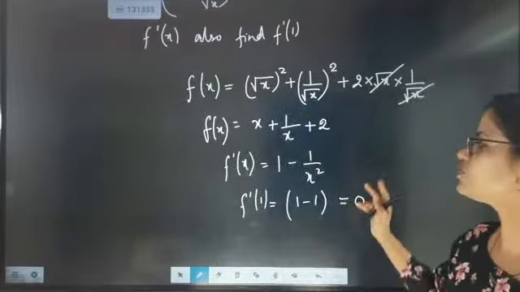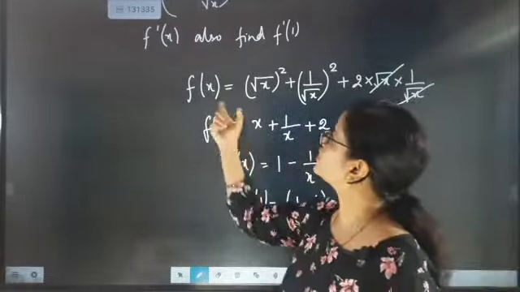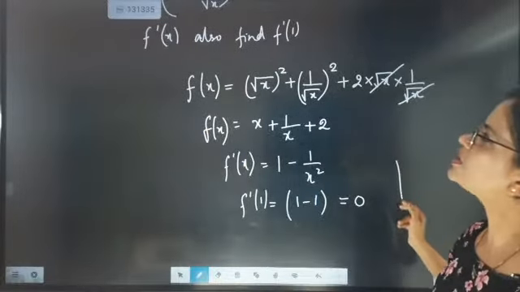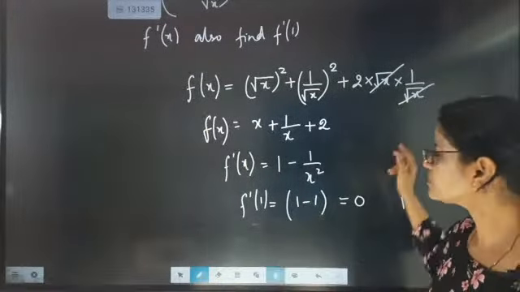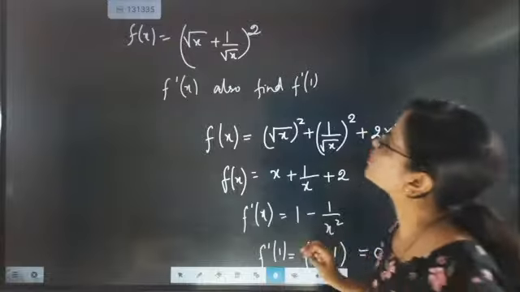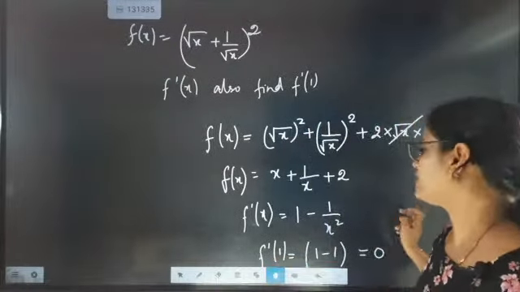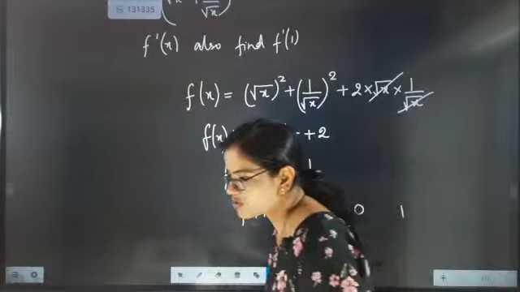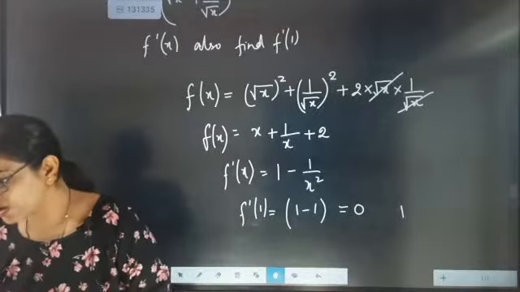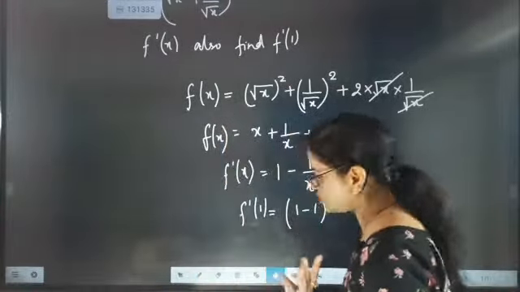So this is a way of solving the question when they are giving you f of x is equal to root under x plus 1 by root under x whole square, and then after solving answer is coming as 0. Pooja, absolutely correct, beta. She has applied that formula, that is also correct, Pooja.